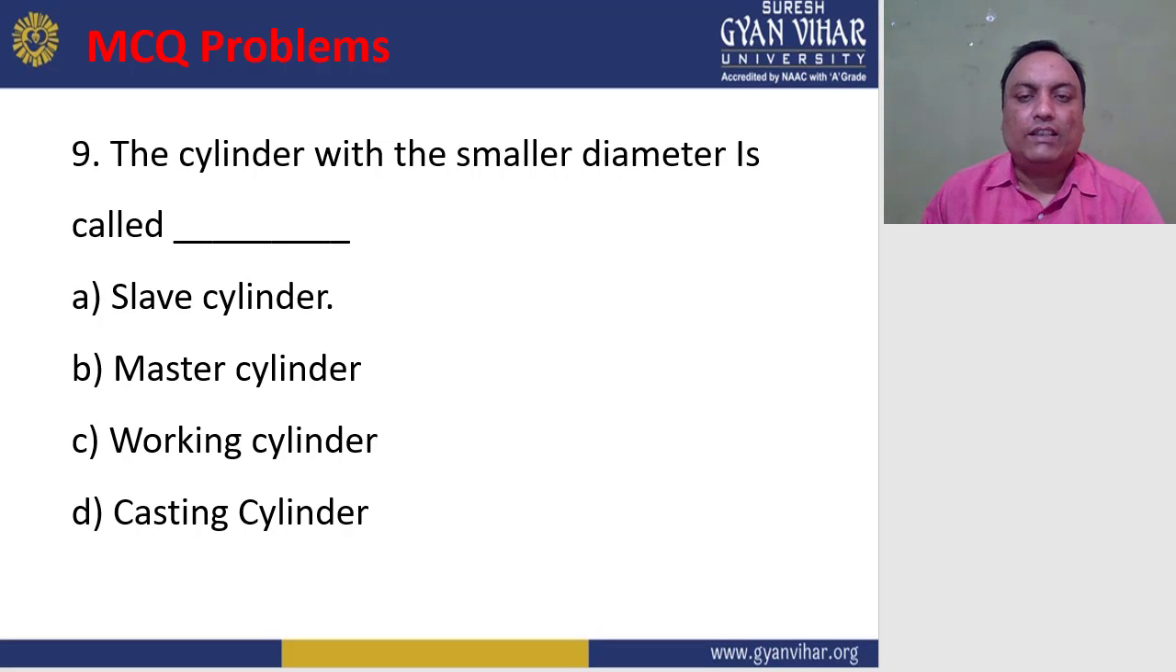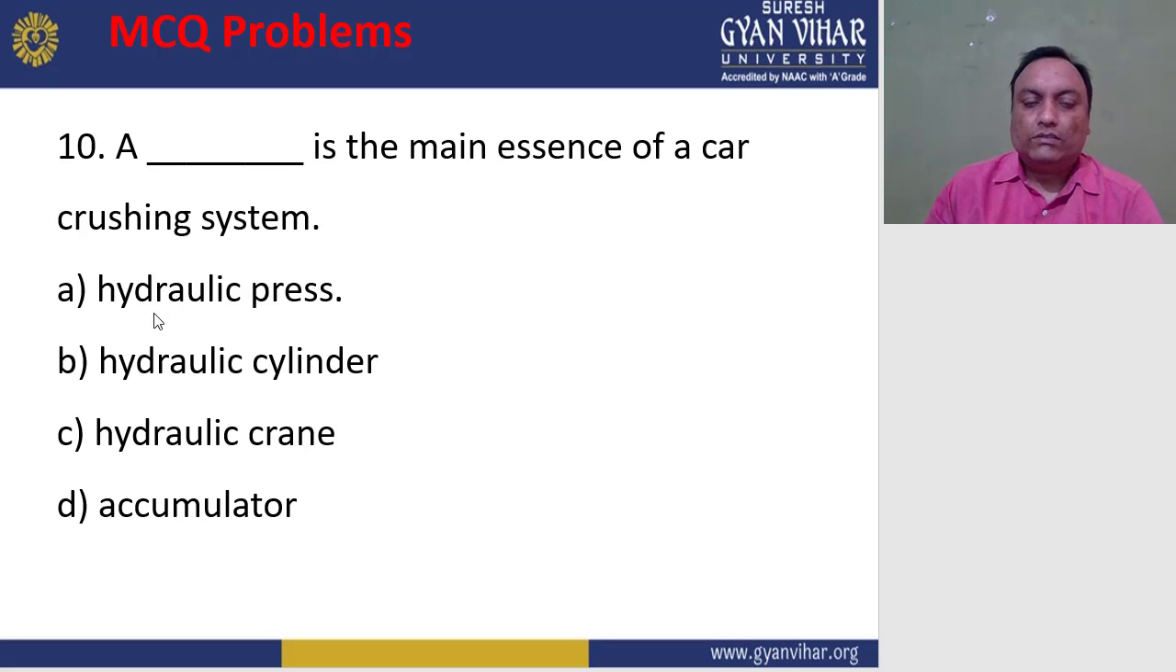The cylinder with a smaller diameter is called the sleeve cylinder, and the bigger diameter cylinder is called the master cylinder. So A is the correct answer for this question. And the question number 10. This is the last question of this lecture.